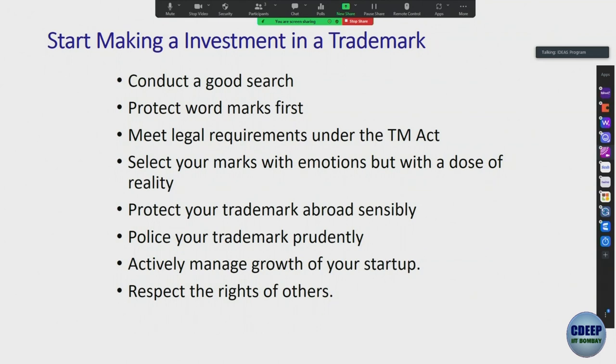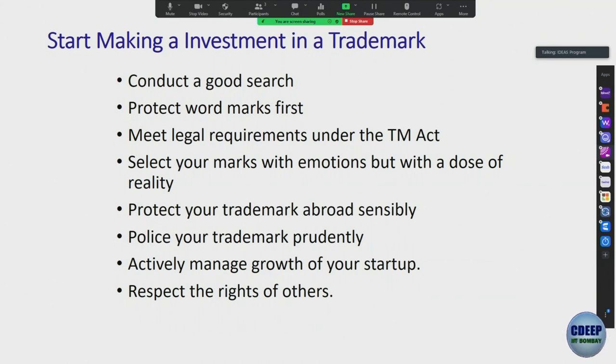All of us very often get emotional about the name we think of. Sometimes it is a family name, sometimes a product name or some feature name. We are very emotional about it and we want to use it. But the search will show you that those are not available. So be realistic. Don't hang on to it.